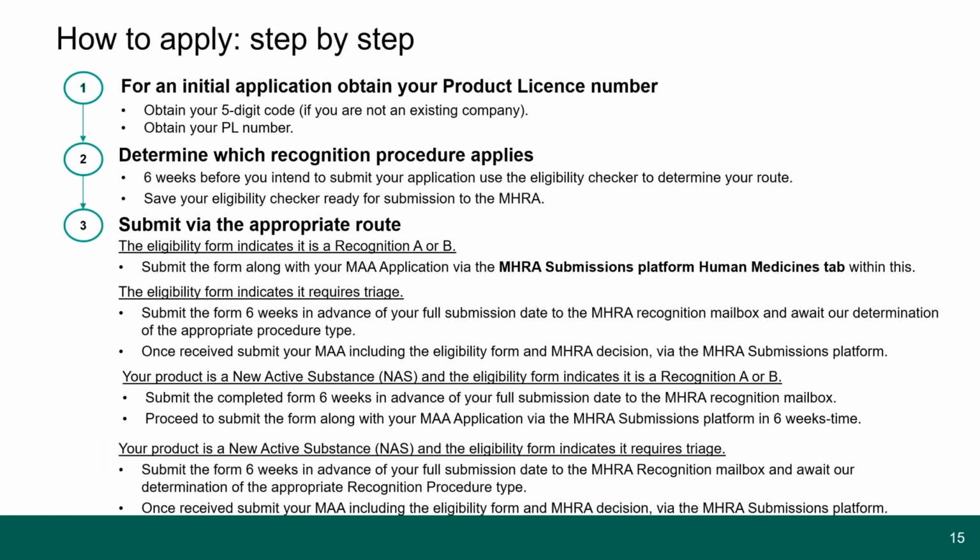Obviously, if it's a new active substance and it requires triage, then we will go through the normal triage process and inform you of the outcome. And so that you've got time to submit your application as well and include the outcome and the information and the checker in your ECTD submission. As I indicated, all of this information actually appears on the eligibility form when you've completed it. So it's in the guidance and it's on the eligibility form, so hopefully easy to follow. Next slide, please.